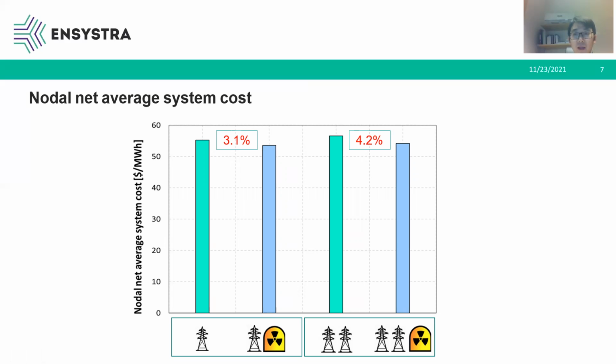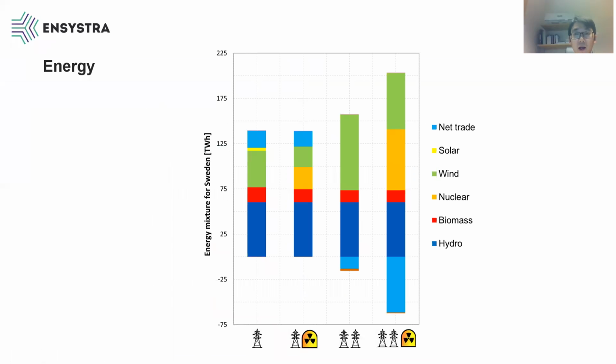And now let's look at the energy mix under different scenarios. Here, the y-axis represents the energy mix for Sweden, and the different colors represent the different outputs of different technologies. Blue for hydro, red for biomass, green for wind, yellow for solar, and light blue for net electricity trade. Orange color for nuclear power.